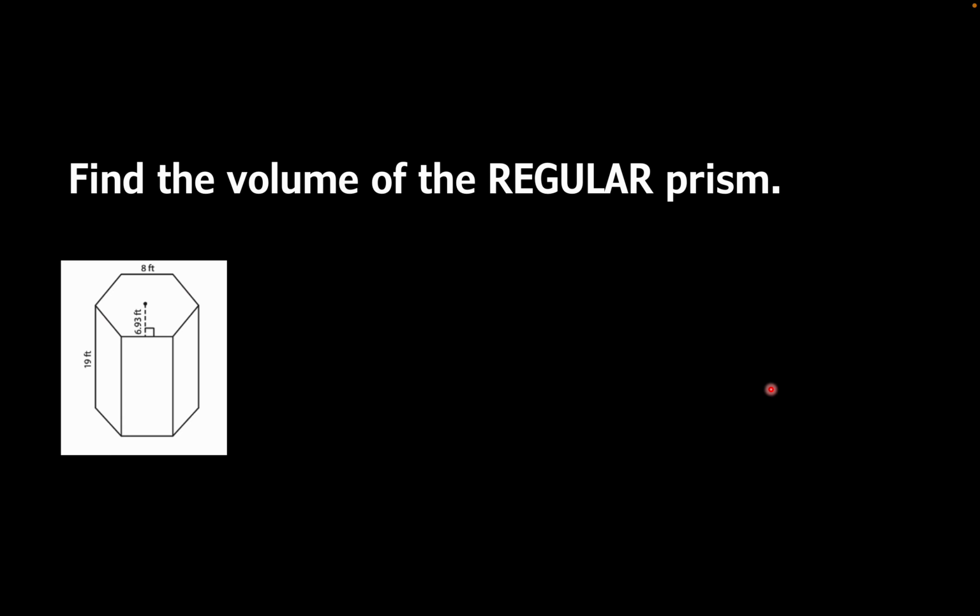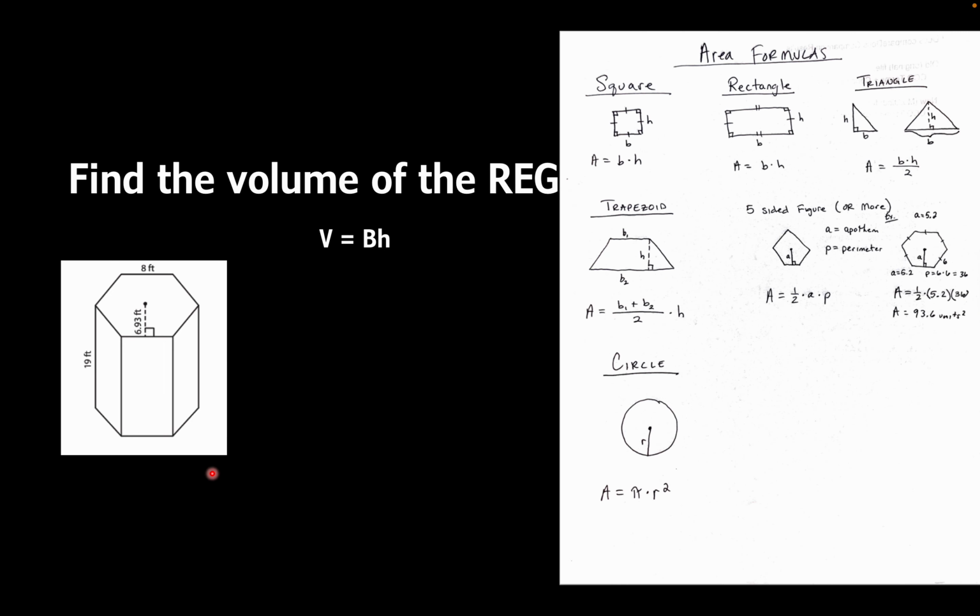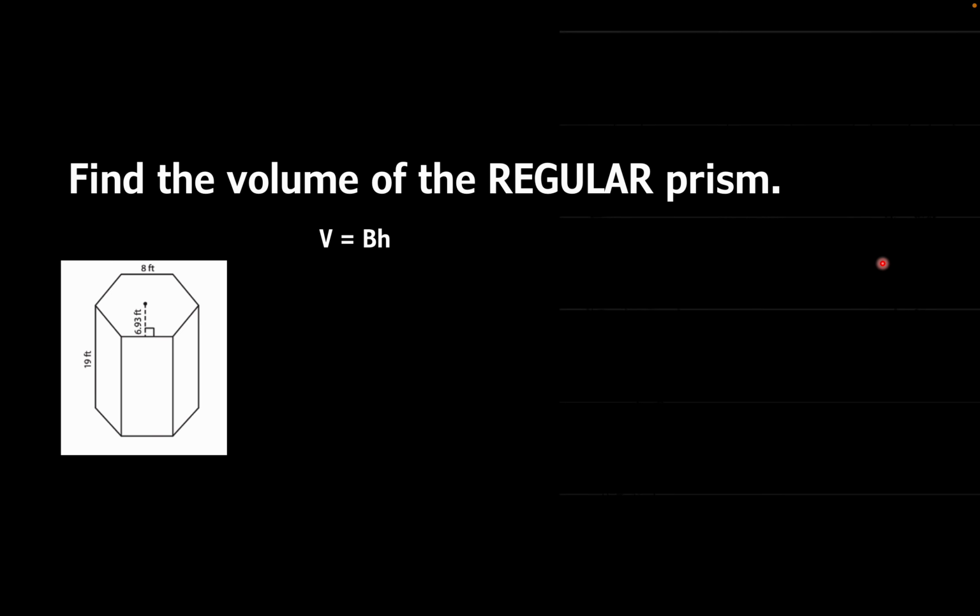The volume of this regular prism, so again, volume is all the space inside this three-dimensional figure. So our formula stays the same. Area of the base times the height. We just have a different shape. It's a hexagon, so we need our area for a five-sided figure or more, which is our 1/2 times A, which is the apothem, times the perimeter.